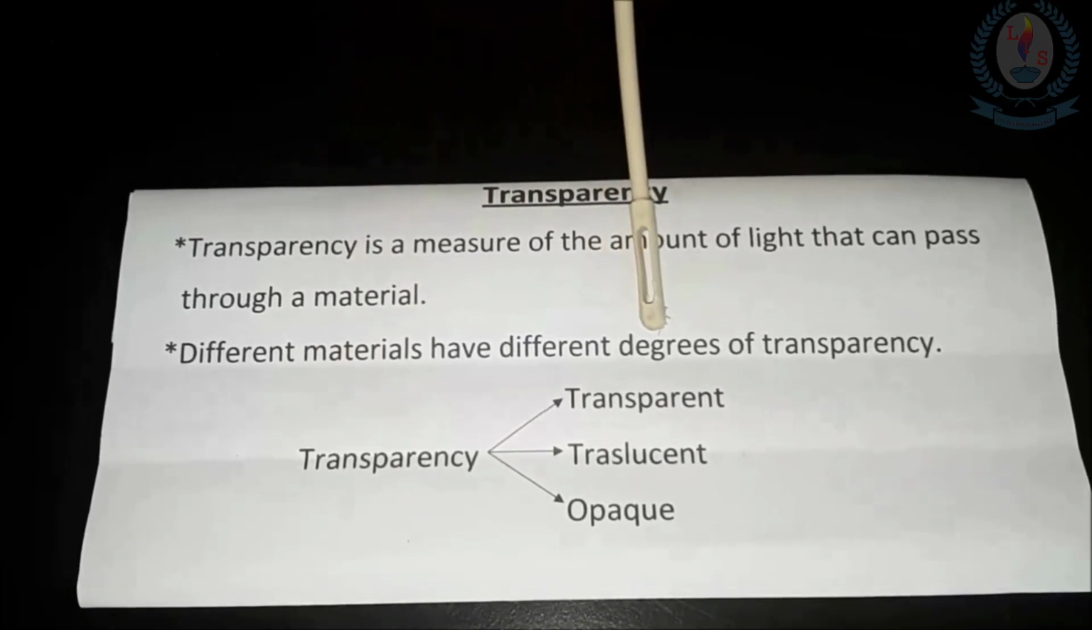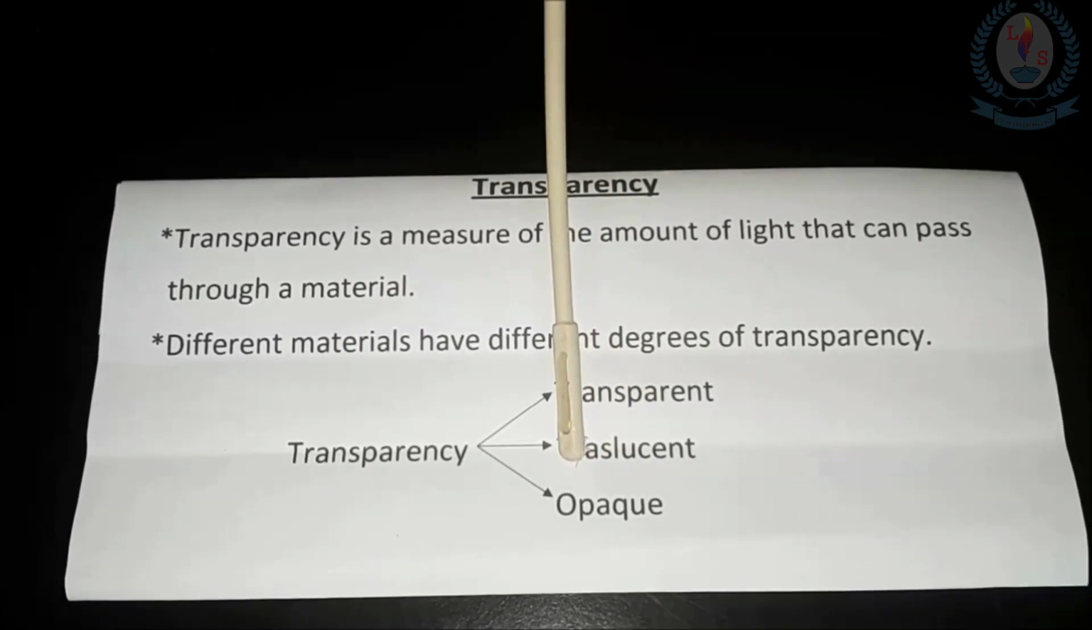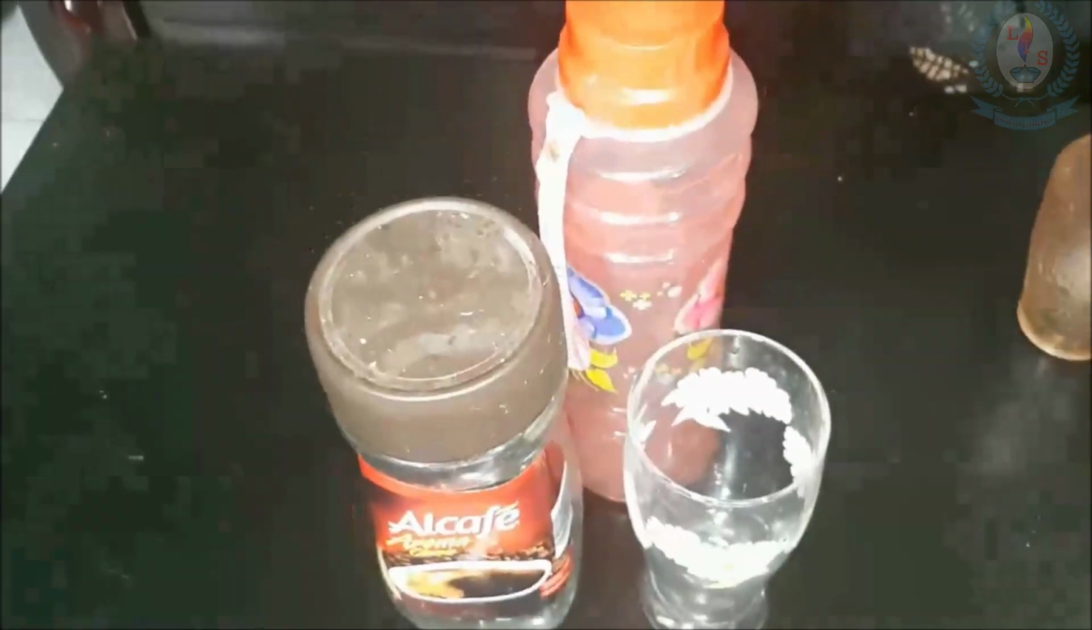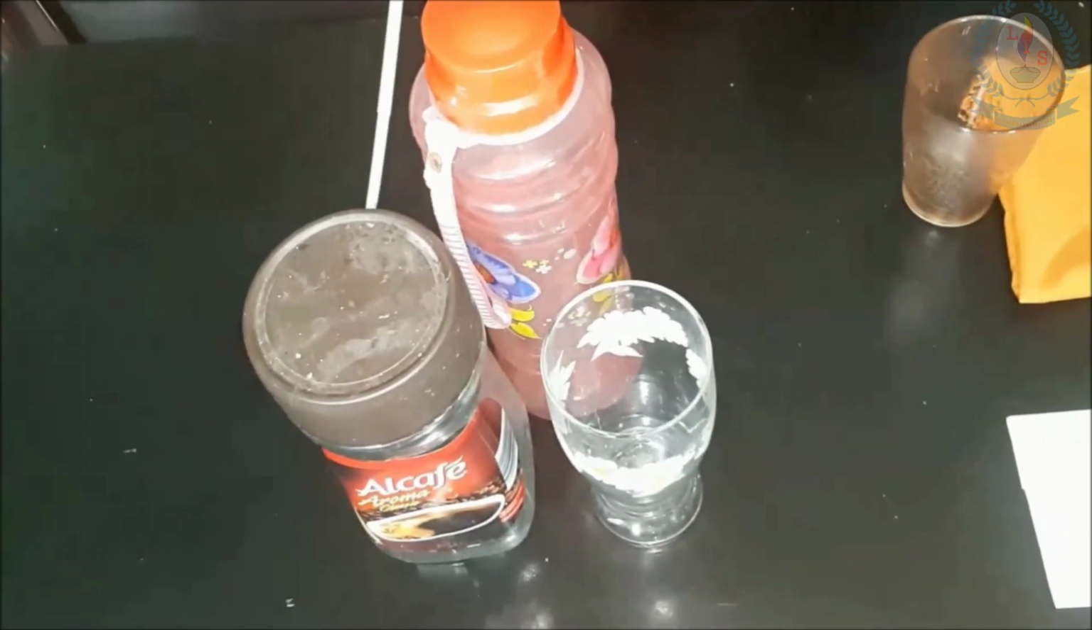Transparency: transparent, translucent, opaque. Materials that allow most light to pass through them are transparent. Glass, plastic bottles, glass bottles.